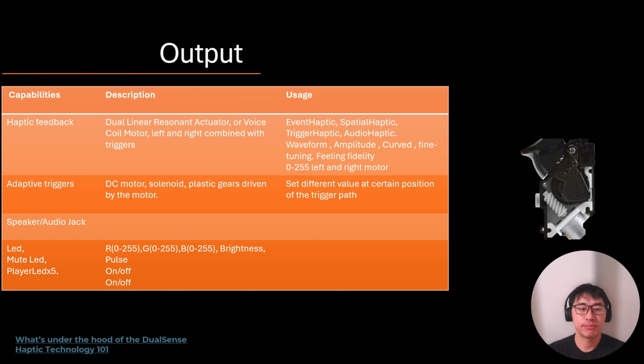For the output features and capabilities, the DualSense controller has haptic feedback. It uses a nonlinear resonant actuator, also called a voice coil motor. It has two motors, left and right. It can give more decent, more nuanced feedback than a normal one.